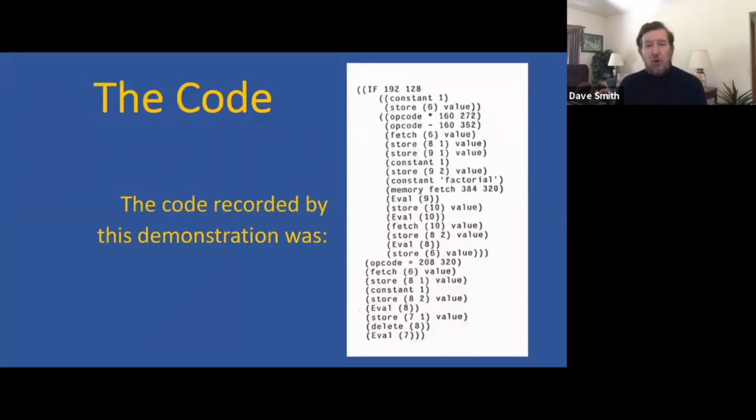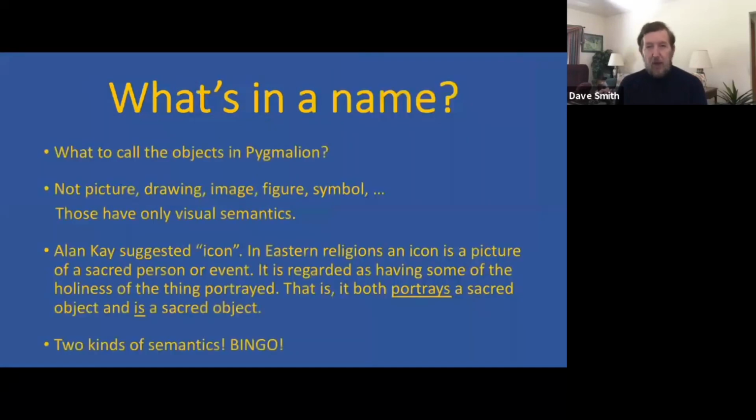Here is the code that got recorded during the demonstration. It's pretty low-level stuff, kind of like a virtual machine language. In fact, I wrote an interpreter for it, which executed pretty efficiently. So I was done. I implemented Pygmalion. It worked as desired. And we were beginning to wrap things up.